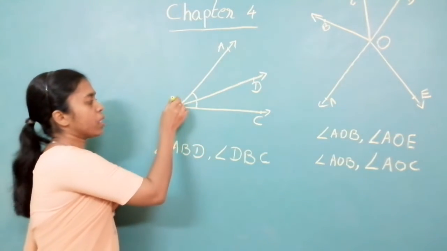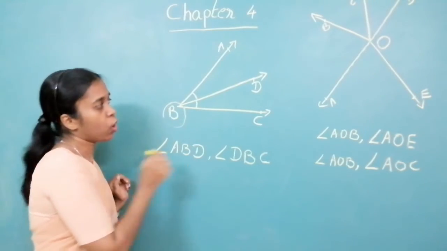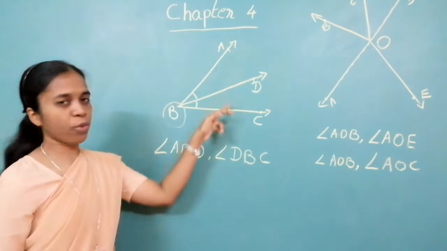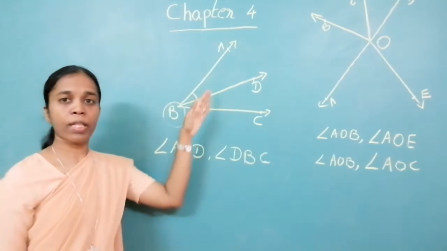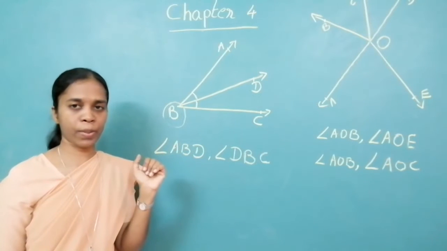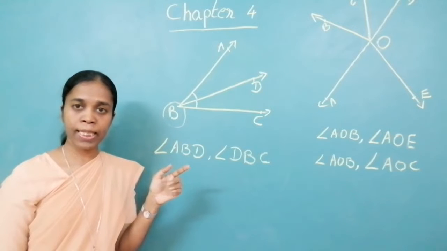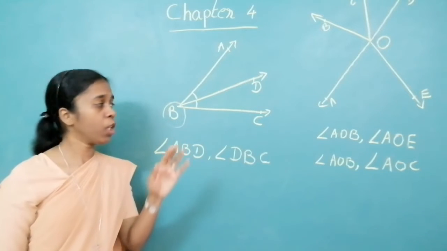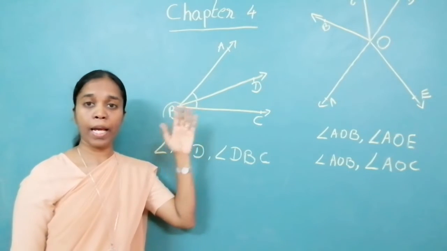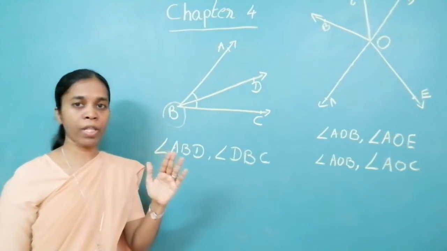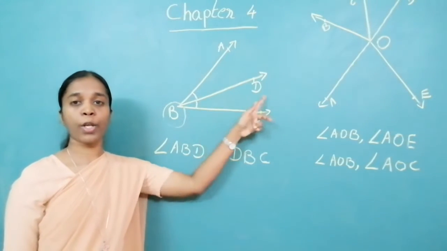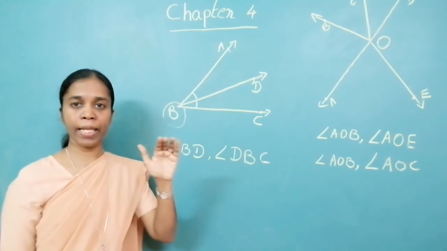Common is this vertex, that is common. Also this arm is common for this angle, also for this angle. So this type of angles are known as adjacent angles. What are adjacent angles? Angles having common vertex and common arm. I repeat, angles having common vertex and common arm are known as adjacent angles.